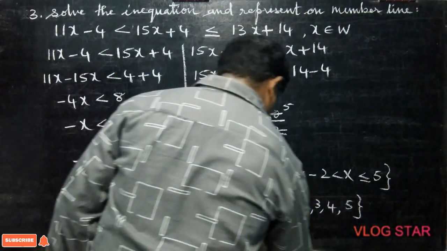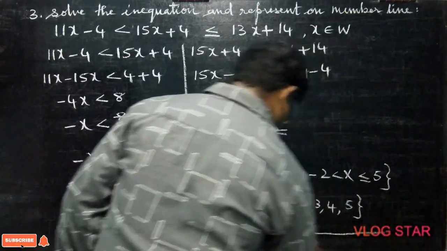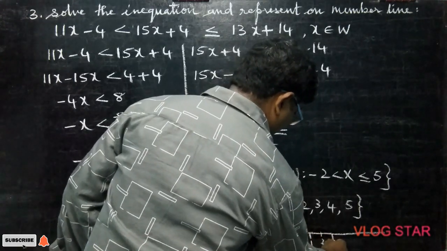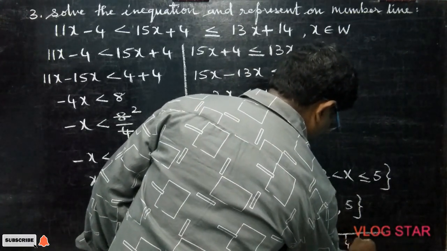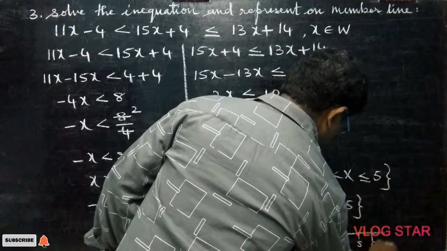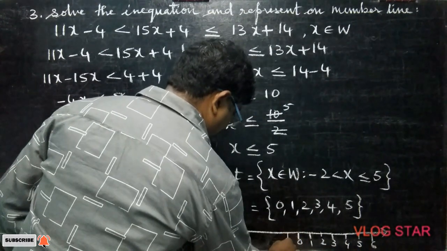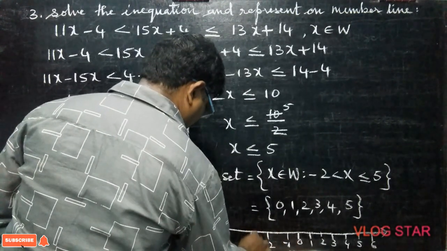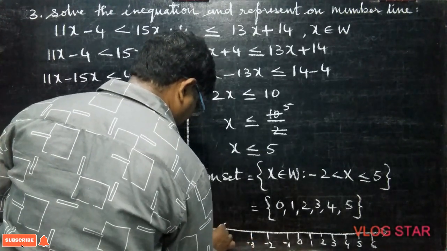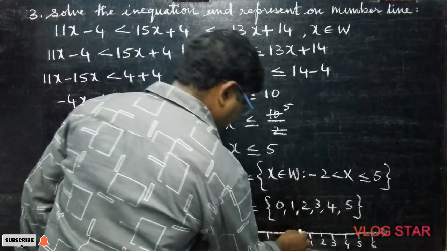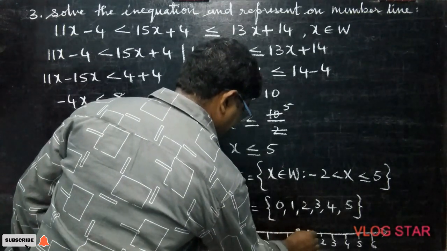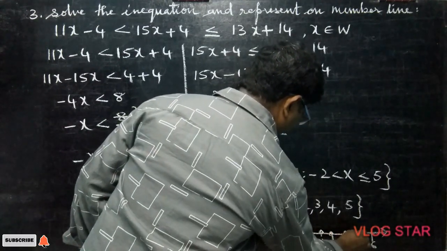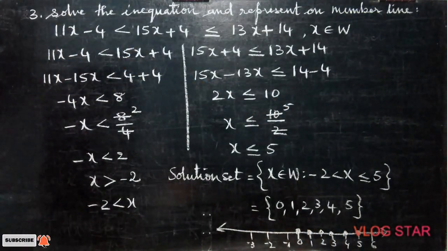Now represent on number line also. Number line 0, 1, 2, 3, 4, 5, 6, so on. Minus 1, minus 2, minus 3, so on. Now 0 onwards. 0 solid rings. 1, 2, 3, 4, 5 solid rings you have to keep.